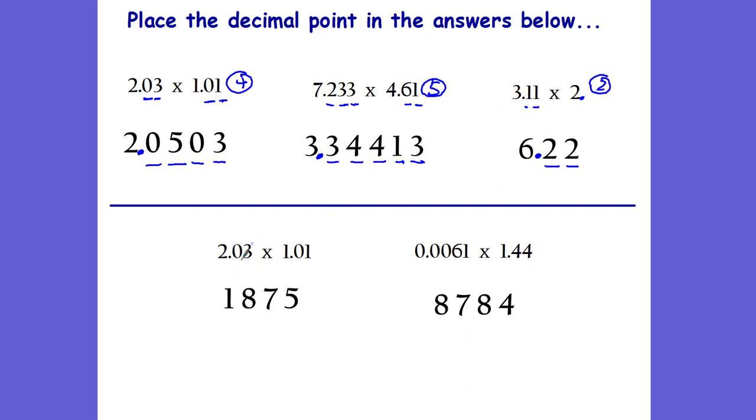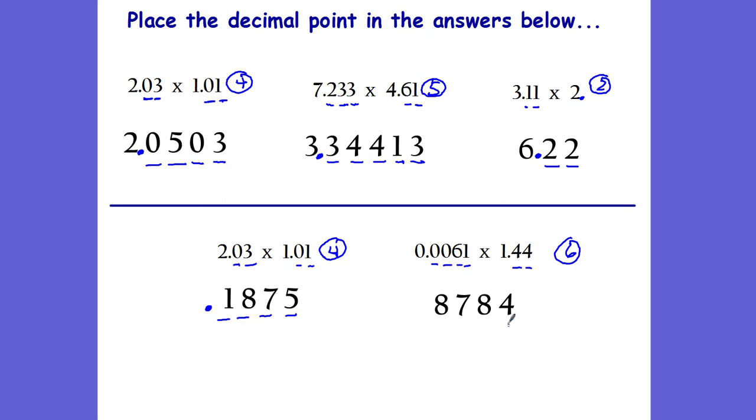Okay, let's see how you did. For this one, there are a total of 4 decimal place values. So 1, 2, 3, 4, which means our decimal point goes at the front. For the next problem, in our first factor, we have 4 decimal place values, and there are 2 in the second, which means we need a total of 6.